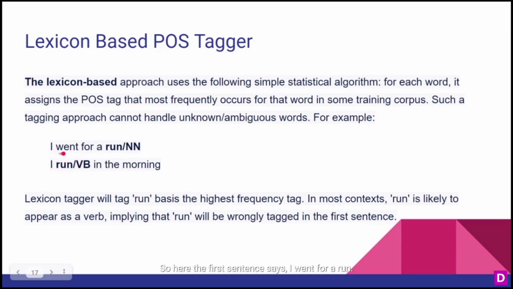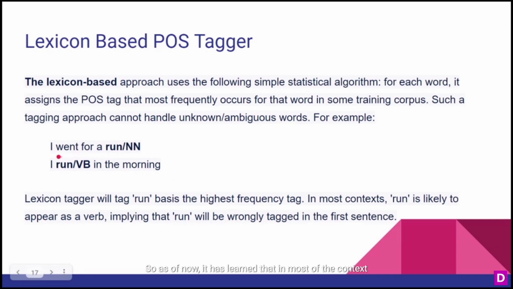The first sentence says, "I went for a run." In some text corpus, the POS tagger has learned that wherever the word run has appeared, it is tagged as a noun. But in the next sentence, "I run in the morning," it has learnt in the previous training corpus that the word run is tagged with the POS tag VB. So the lexicon tagger will tag run based on the highest frequency tag. In most contexts, the word run is likely to appear as a verb, implying that run will be wrongly tagged in the first sentence.